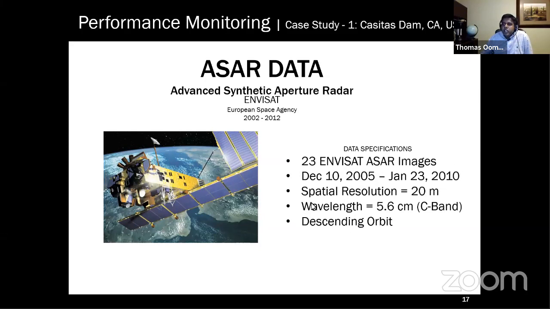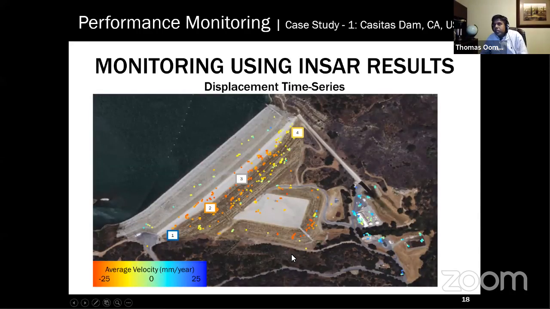The spatial resolution of this data is 20 meters. The wavelength is 5.6 centimeters. So again, if the wavelength is 5.6 centimeters, between two data scenes, I can measure up to 2.8 centimeters of movement. Anything more than that, I will not be able to measure. So that's something to keep in mind. We utilized this data and evaluated the dam site. What did we find in our evaluation? Here you can see the dam. Here are the points. You can see that the color varies from red to blue here.